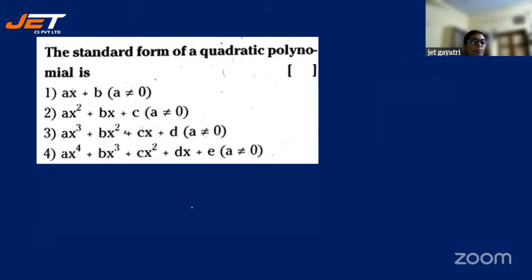The standard form of a quadratic polynomial is dash. What is it? Is it ax plus b, ax square plus bx plus c, ax cube plus bx square plus cx plus d, or ax power 4 plus bx cube plus cx square plus dx plus e? What is the standard format? Option 1, 2, 3, 4. Yes, you can start answering, students. Quickly answer. Many of you have given me option 2, right?